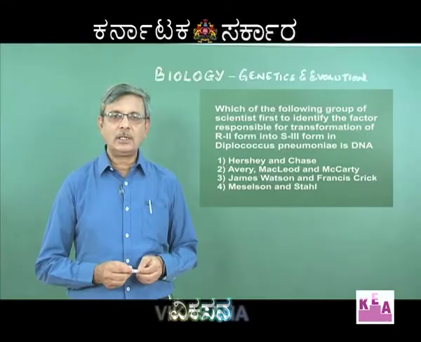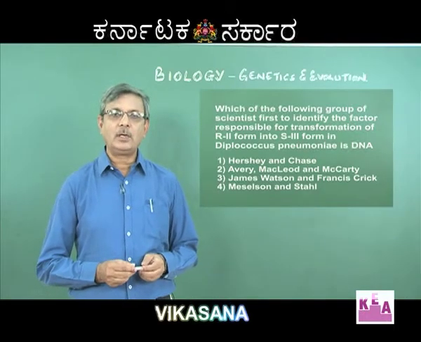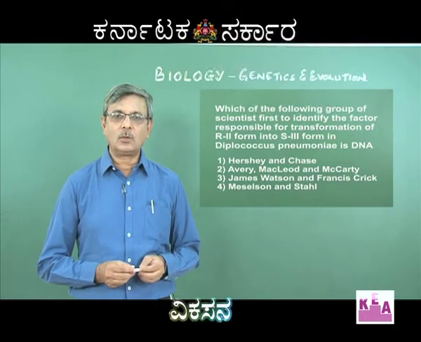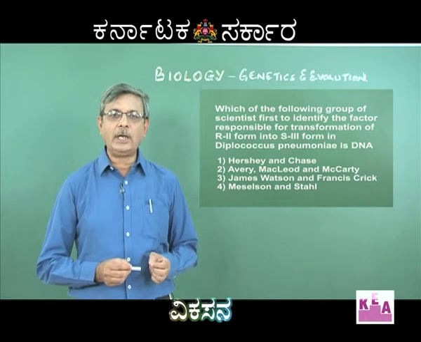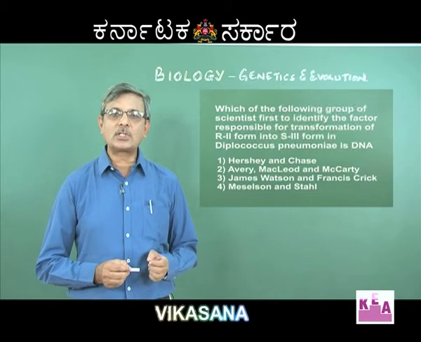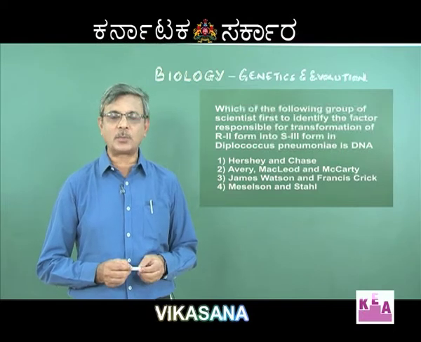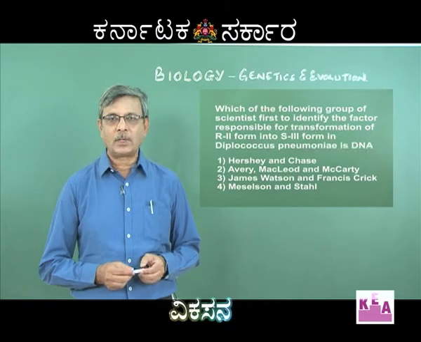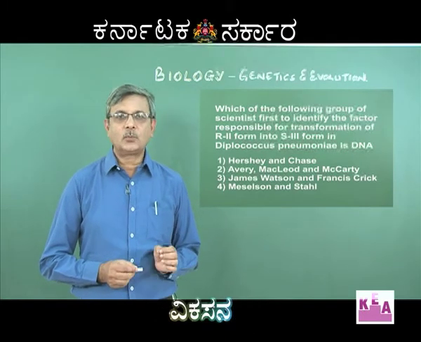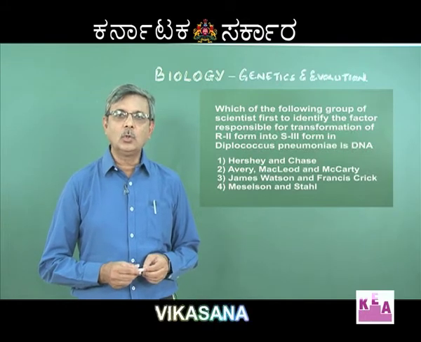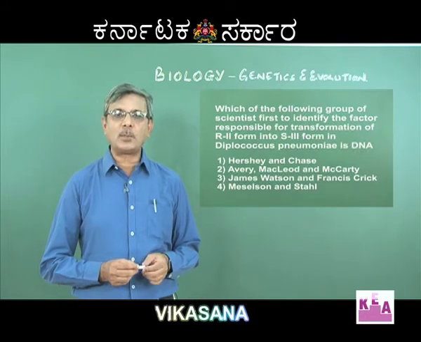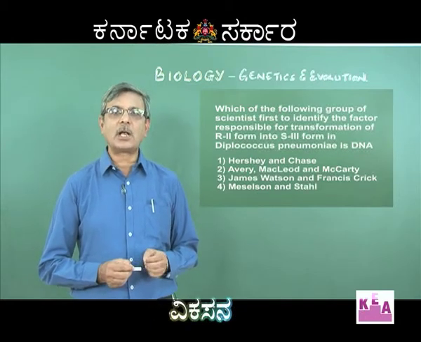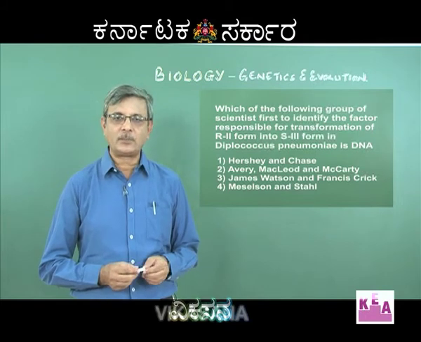Dear friends, again let us look into the question, then we can go for discussion to arrive at the answer. Here the question is about identifying the scientist who discovered the factor responsible for transformation of R2 form into S3 form in Diplococcus pneumoniae. I hope all of you know it is Frederick Griffith who discovered transformation of R2 to S3 form, and because of this we call the transformation the Griffith effect.